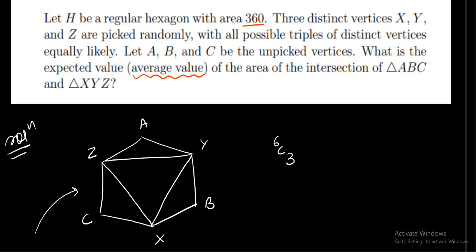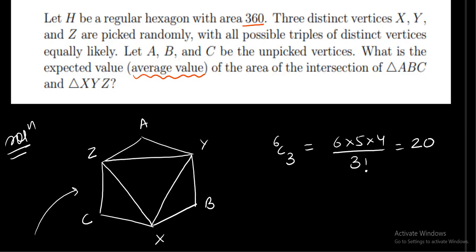So like this, you have to pick up 3 vertices out of 6. How many ways can we do it? We have seen that it can be done in 6C3 ways, which ultimately turns out to be 6 into 5 into 4 divided by 3 factorial, that is 20. So 20 ways में आप 3 vertices को select कर सकते हो. So basically there are 20 cases.